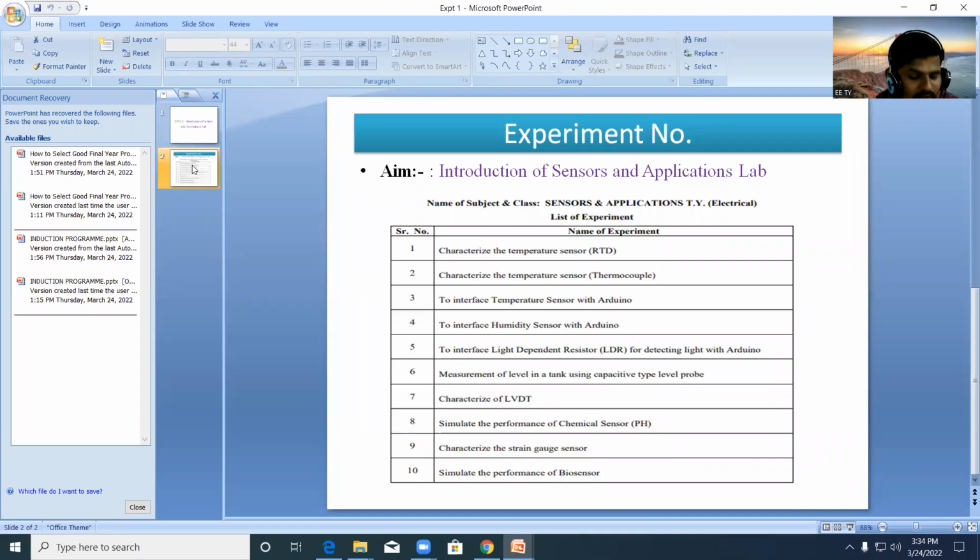Next one is to interface an LDR, that is a light dependent resistor. To sense light, we use the light dependent resistor, and we see how it is interfaced with the Arduino and how the output is obtained.